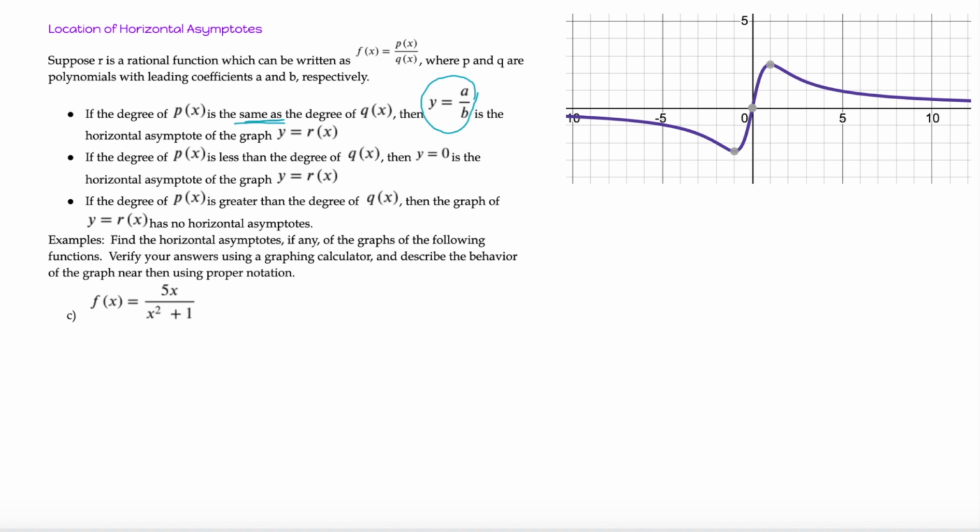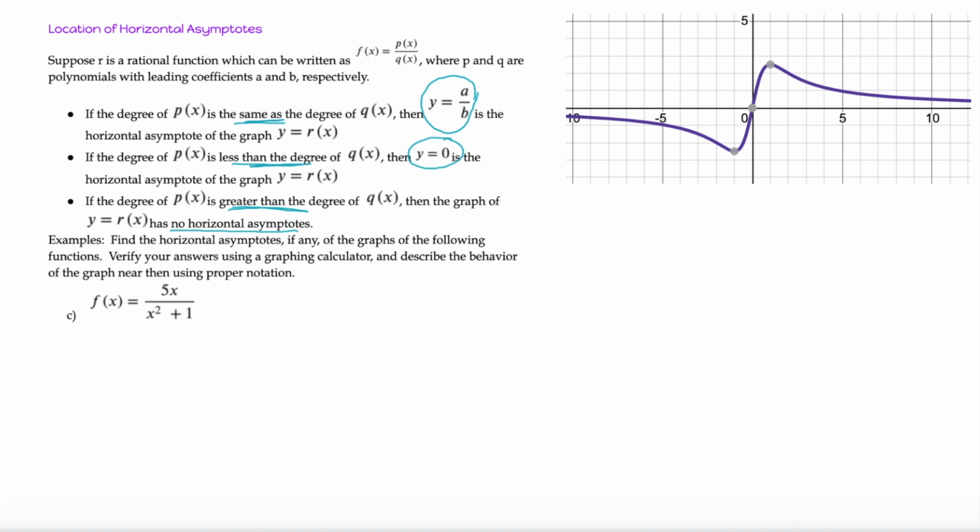If the degree of the numerator is less than the degree of the denominator, then the horizontal asymptote is automatically y equals 0. And if the degree of the top is bigger than the degree of the bottom, there are no horizontal asymptotes.